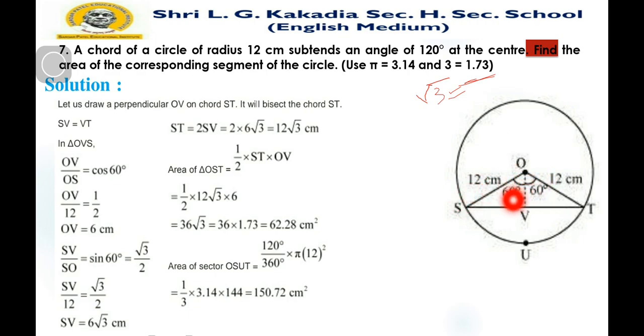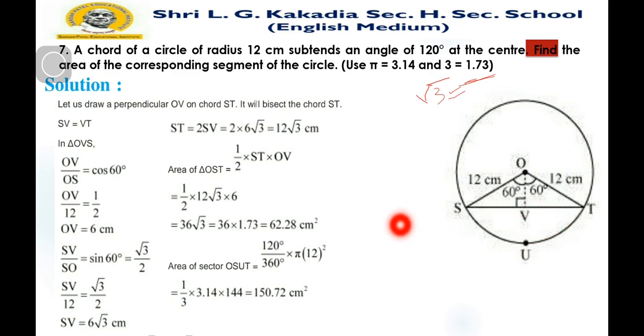Now we subtract this area from the area of this sector. So area of sector OSUT is equal to 120 degree divided by 360 degree into pi into 12 square. The value of pi is given here as 3.14. So by that way we can find the value of OSUT is 150.72 centimeters square.